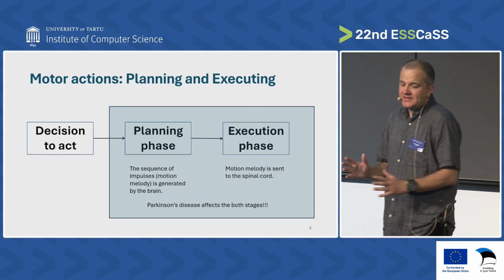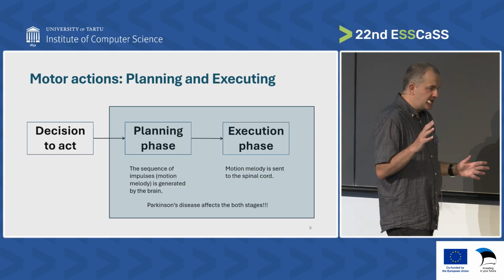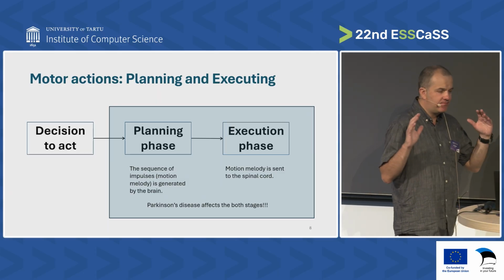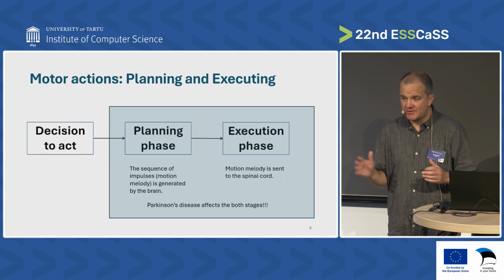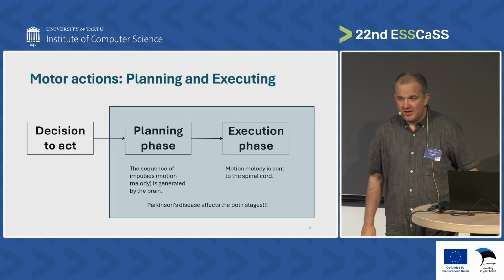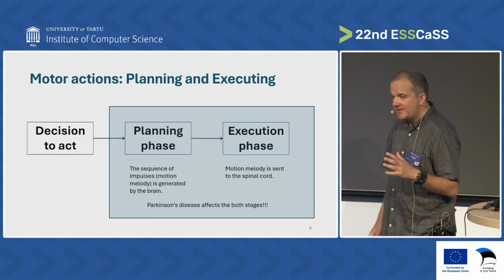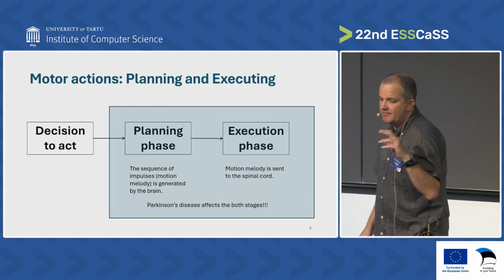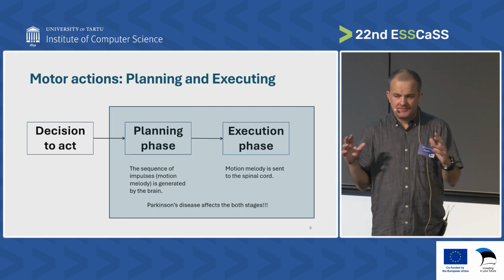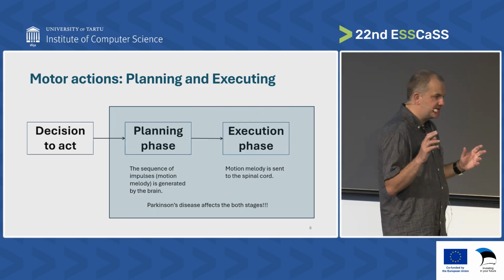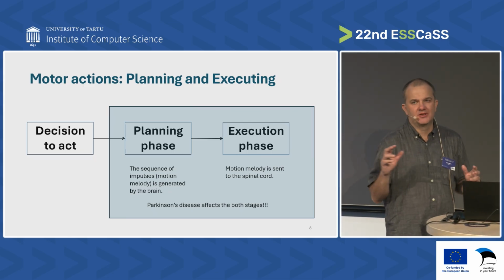The problem is that Parkinson's disease affects both sequences, sometimes one of them, sometimes both. So in the planning phase, what happens? The sequence of impulses, called the motion melody, becomes not optimal.